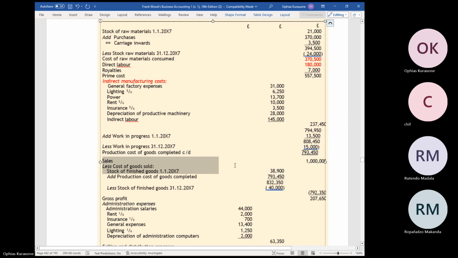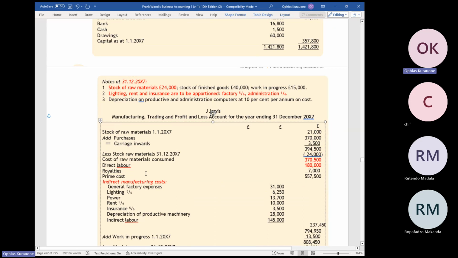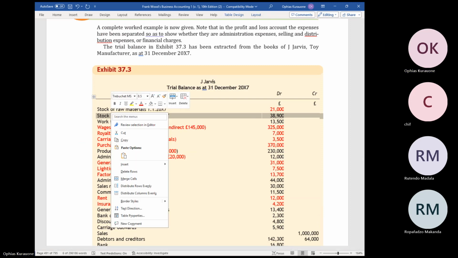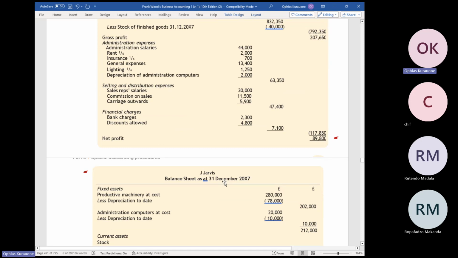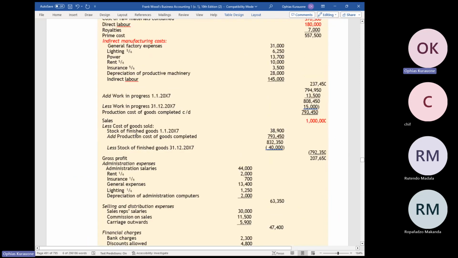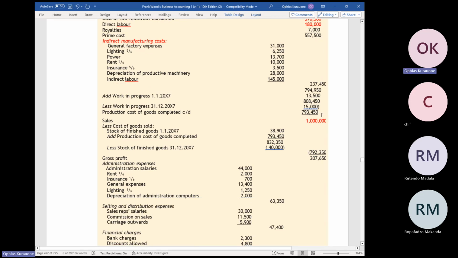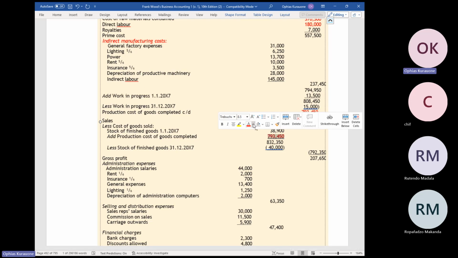That is my sales of 1,000 here. Then you go on, less cost of goods sold. Stock of finished goods is a given figure, we pick it here. Then you add the production cost of goods completed, we pick here. This figure is supposed to be transferred to here.